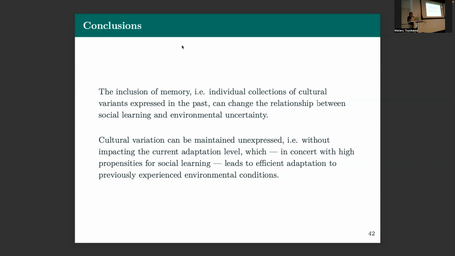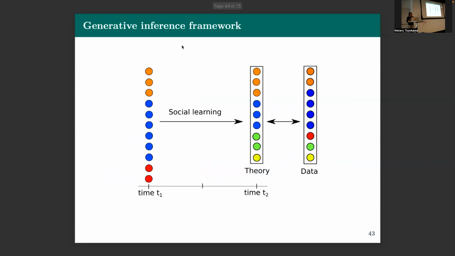Cultural variation can be maintained unexpressed, meaning without impacting the current adaptation level, which in concert with high propensity for social learning leads to efficient adaptation to previously experienced environmental conditions. So one caveat, of course: this only works in reoccurring environments, because per definition, memory is only helpful if you have seen it before. Okay, so last thing, we talked a lot about the model.